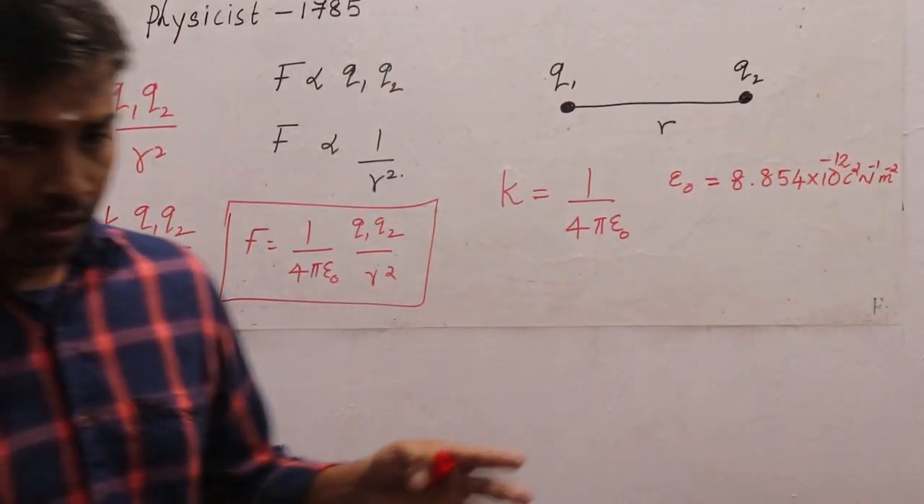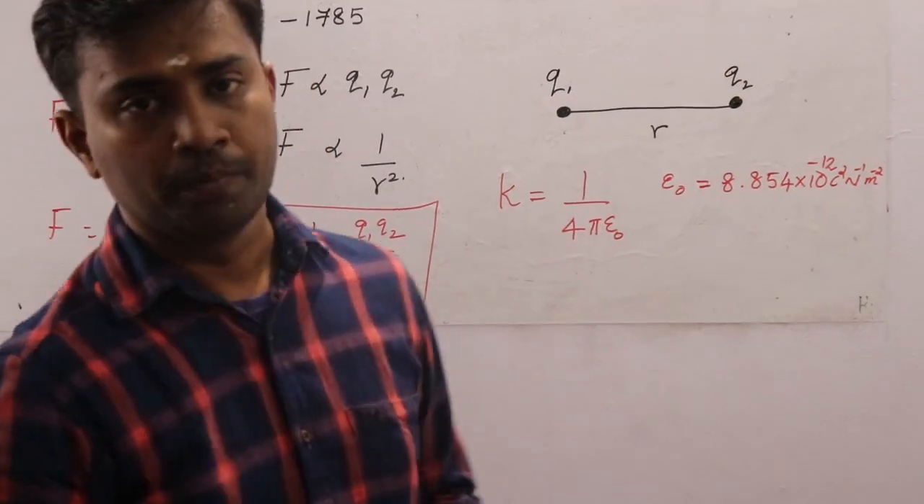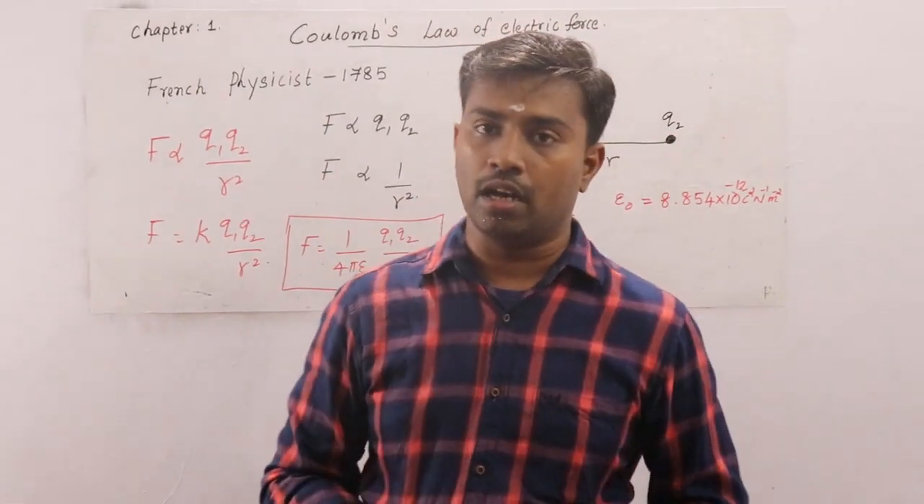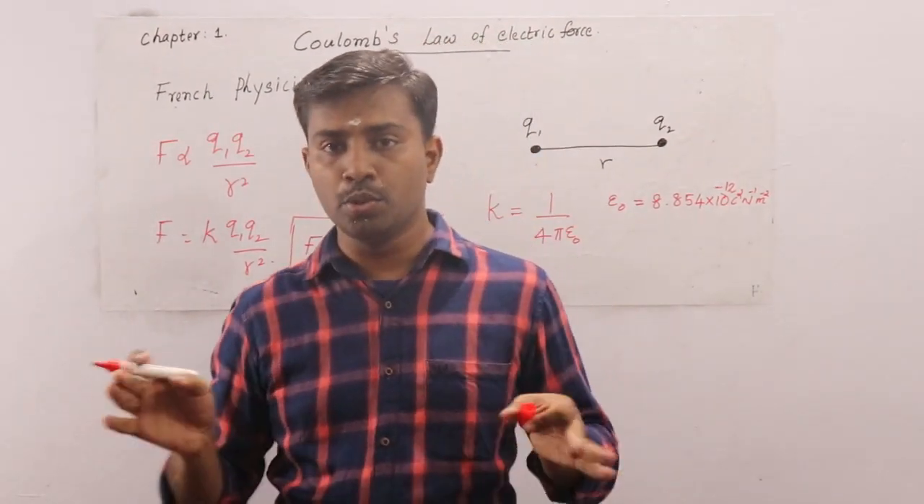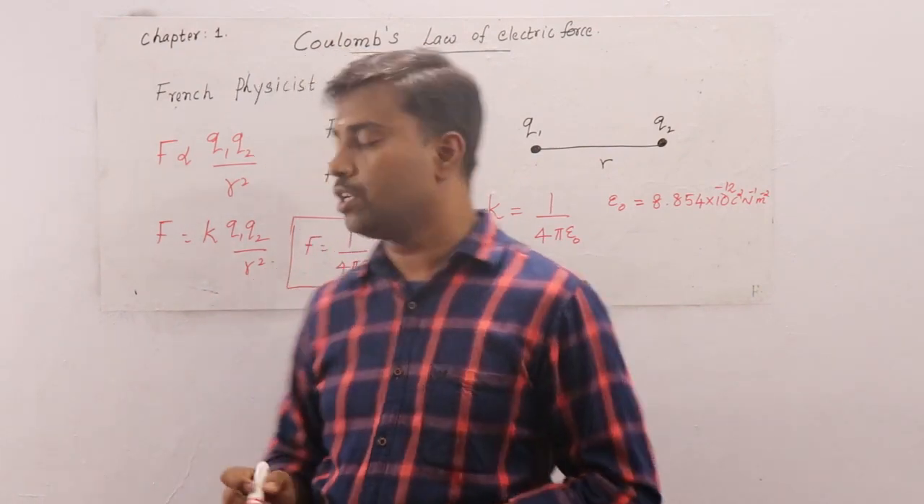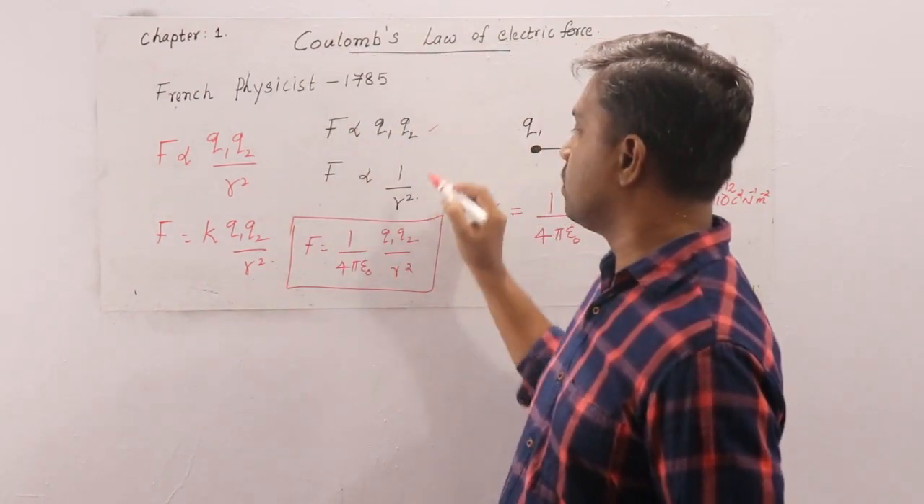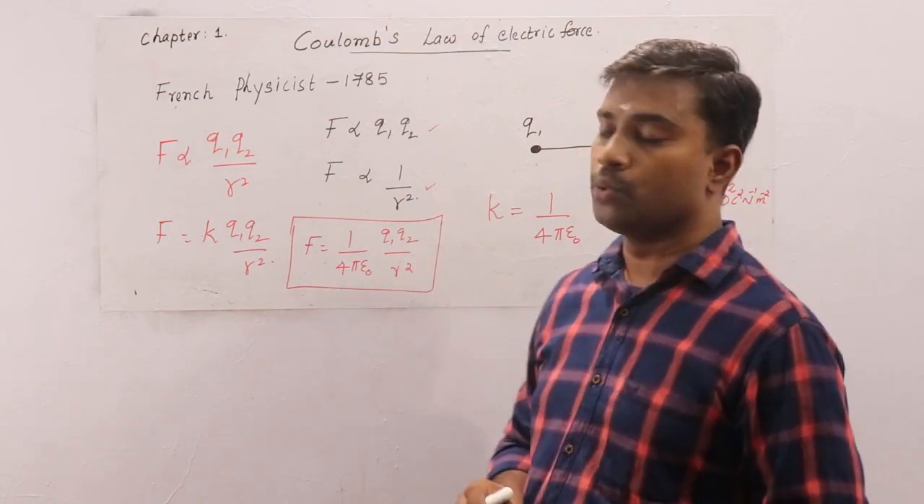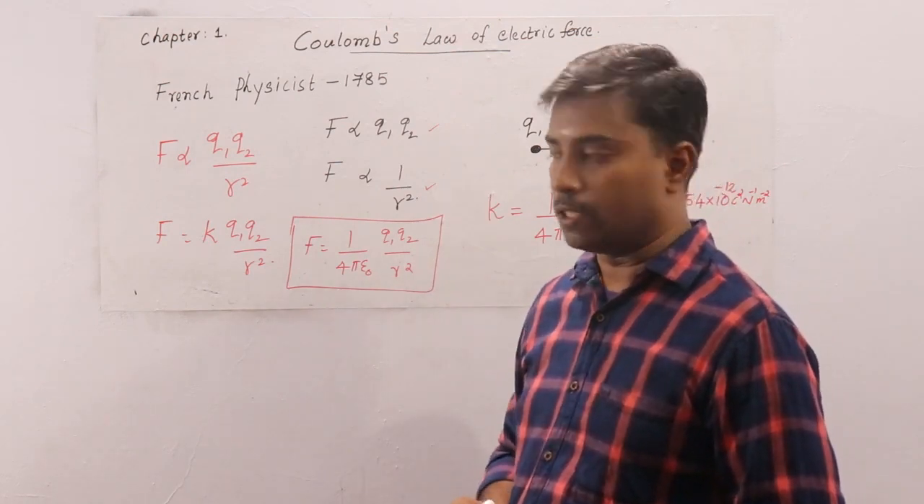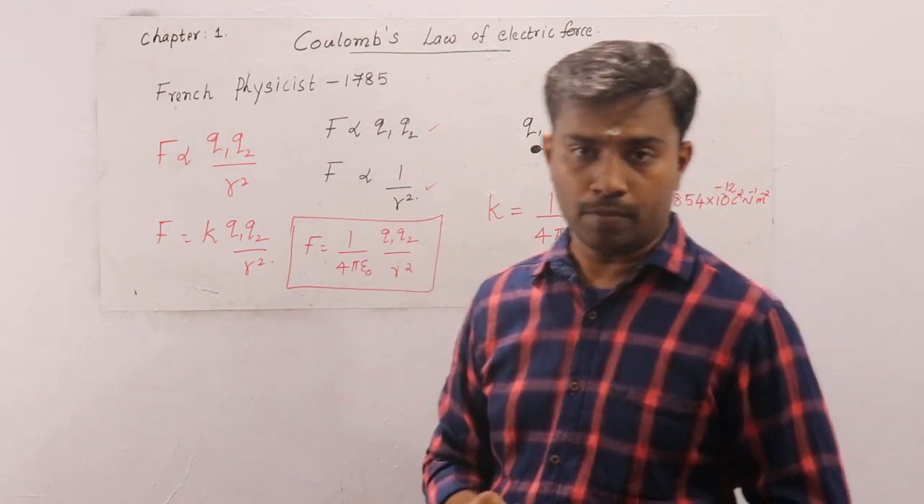So we can conclude the law. Coulomb's law states that the force between any two charges is directly proportional to the product of their charges and inversely proportional to the square of the distance between them. So this is Coulomb's law.